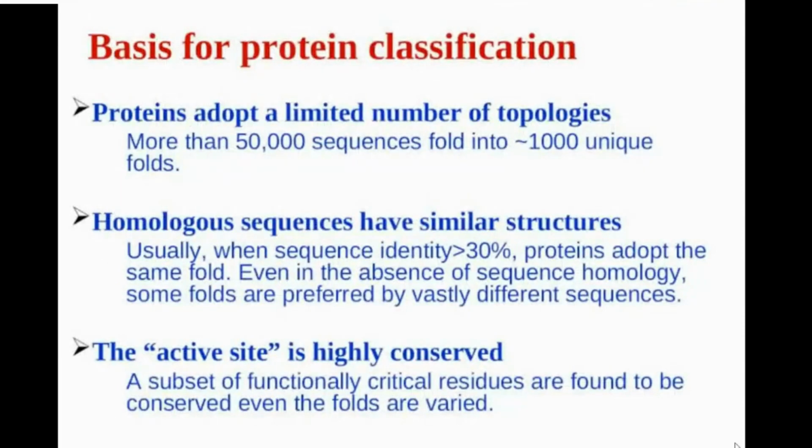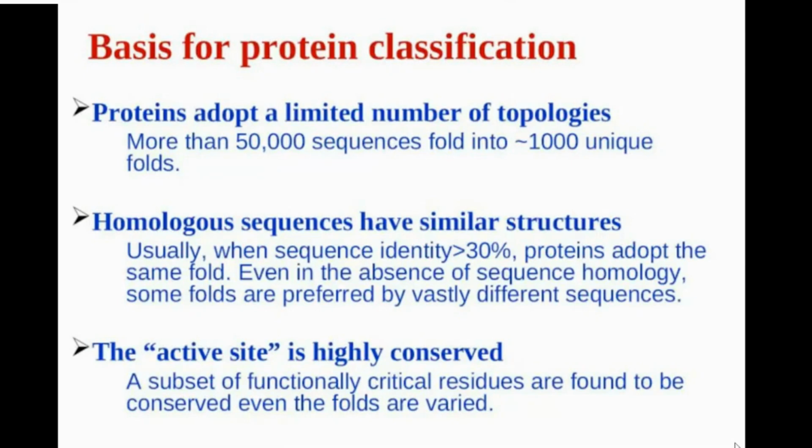Basis for protein classification: proteins adopt a limited number of topologies. More than 50,000 sequences fold into 1,000 unique folds. This means even if there is dissimilarity in the sequence, the proteins might have the same structure. Second, homologous sequences have similar structures. Usually, when the sequence identity is more than 30%, the proteins adopt the same fold. Even in the absence of sequence homology, some folds are preferred by vastly different sequences.